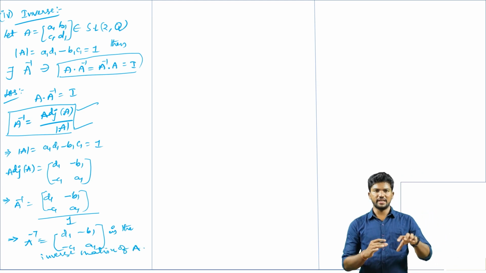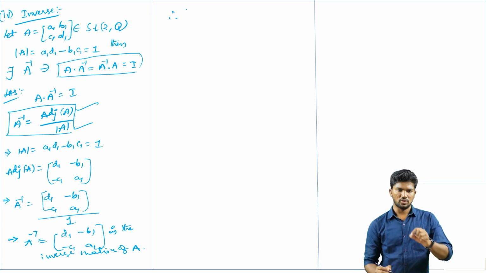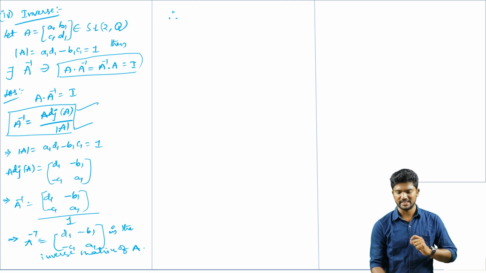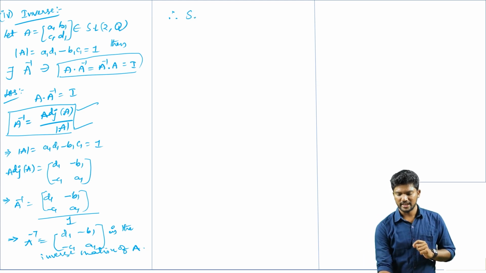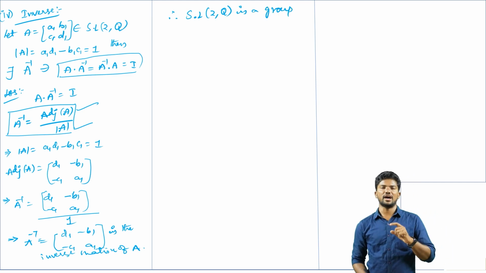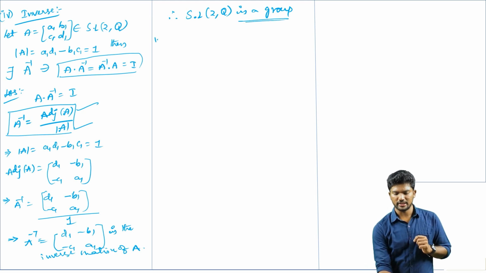Up to here it is clear. So the 4 properties: closure, associative, identity, inverse, have been satisfied. So therefore you can clearly say that SL(2, Q) is a group. But our claim is that we have to prove it is a non-abelian group. To prove that condition, okay, I am taking the fifth condition, that is the commutative property.